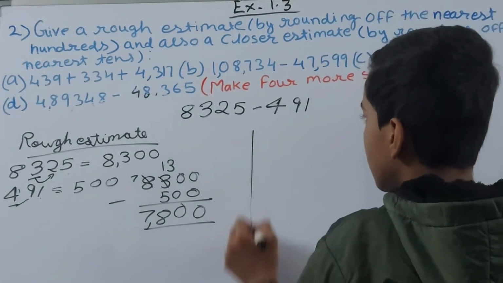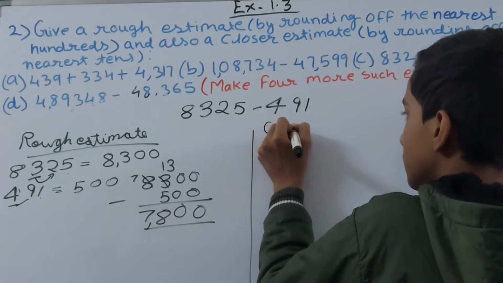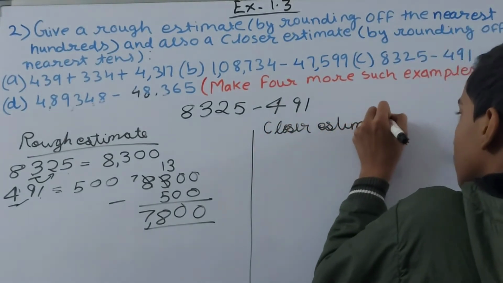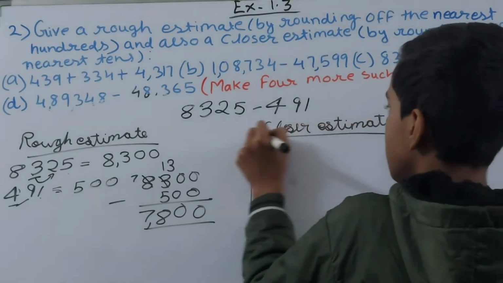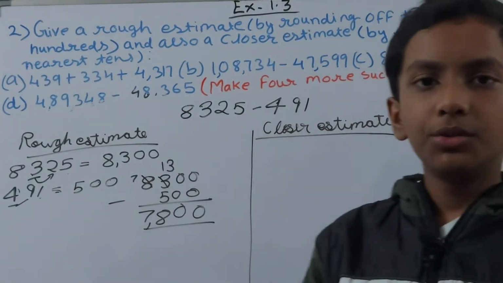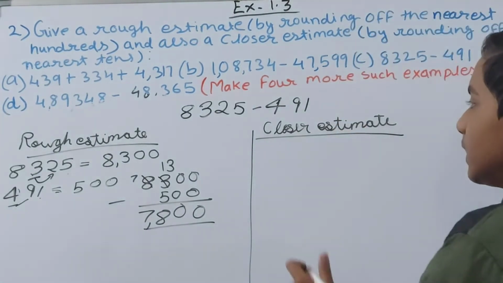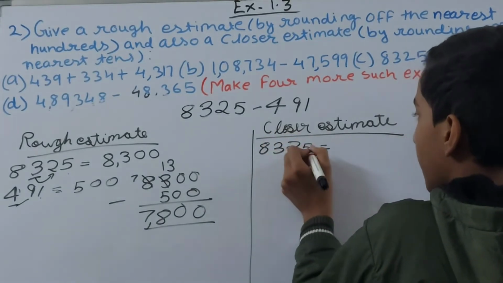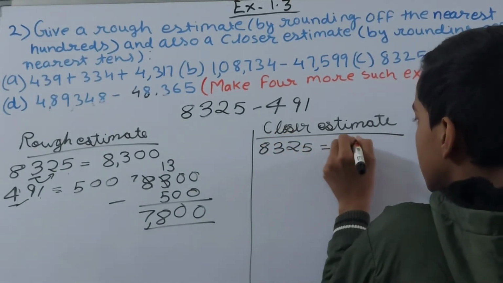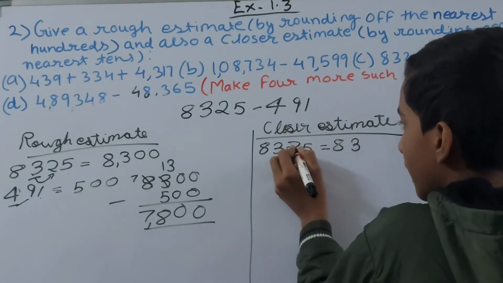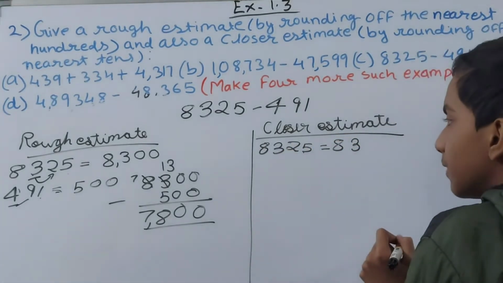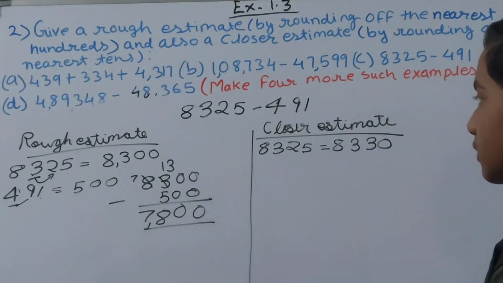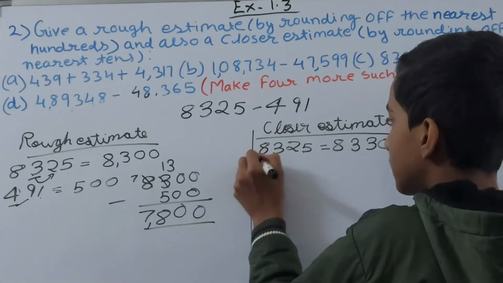Now we will find the next one, that is the closer estimate. In the closer estimate, we will round off the number to the nearest tens place. So 8,325 will turn to what? 5 is here, so that is 8,330. Where 5 is here, we will add 1 to 2, that will be 30, and 5 will turn to 0. So 8,330. 491, in this, what will we do?